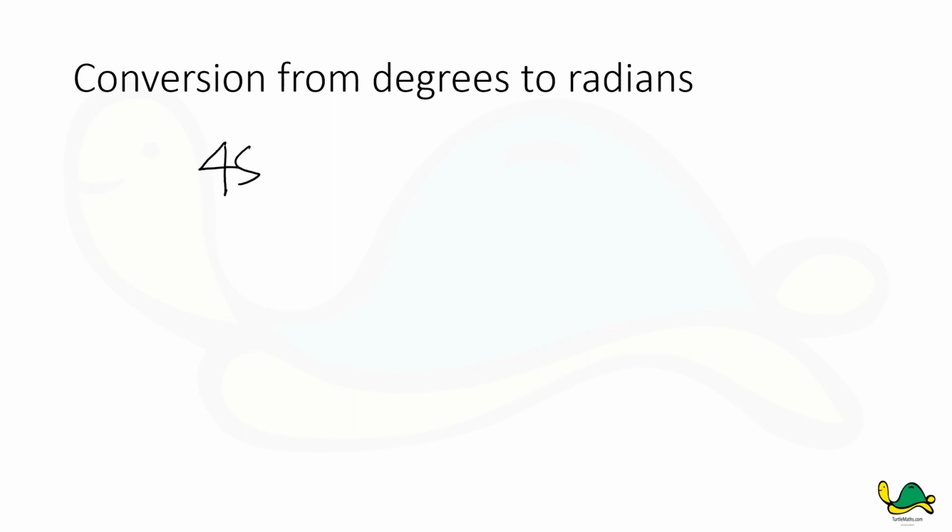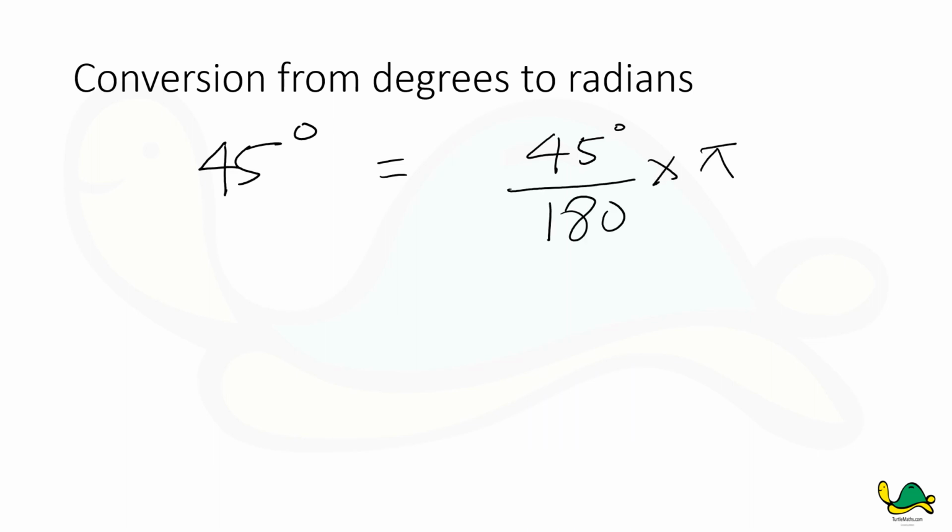Let's say I have got 45 degrees. This small circle on the top represents that it's in degrees. If you want to convert 45 degrees into radians, all you have to do is take 45, divide it by 180 and multiply it by pi. If we divide this, 45 fours are 180, so my answer should be pi over 4 radians.